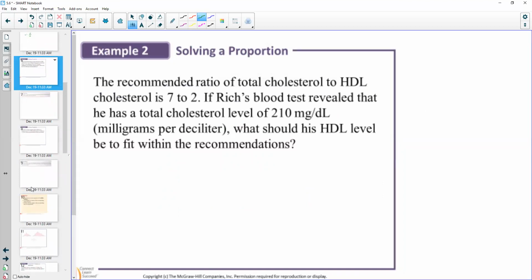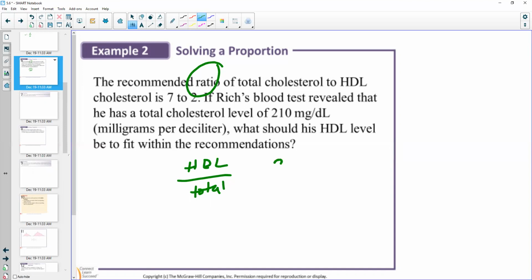The recommended ratio, okay, when you see that ratio, you know what to start thinking of. Total cholesterol to HDL is 7 to 2, okay? Rich's blood test revealed that he has total of 210. What should his HDL level be? Now, when you see things like this, if you need to write them in words first, that's fine. This is how I think of it. I think about he's got his HDL, cholesterol, and he's got a total, right? So when I set up my proportion, that's where my parts are going to go.